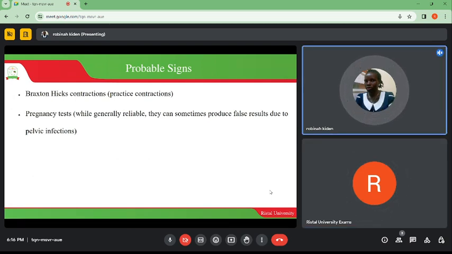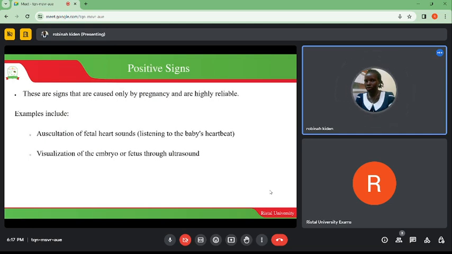Then we have pregnancy tests. While generally reliable, they can sometimes produce false results. So that's why they are termed under the probable signs. Most of these pregnancy tests are the over-the-counter kits.